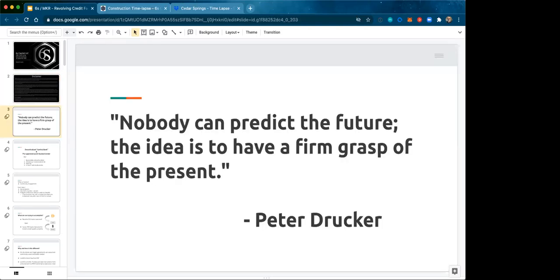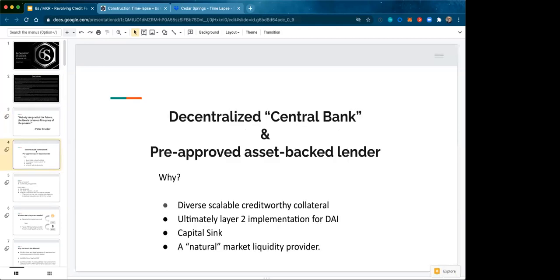So kind of like before, the goal is just to see where we're going to be headed and why we are doing this. It's fundamentally to expand DAI, to make it a capital sink, to help provide natural market liquidity providers that pull the peg back down to 1 or up to 1, depending on the direction. But it ultimately is the ultimate layer 2 implementation of DAI. It's getting it off chain and letting it be circulated 10 times or 10 million times.